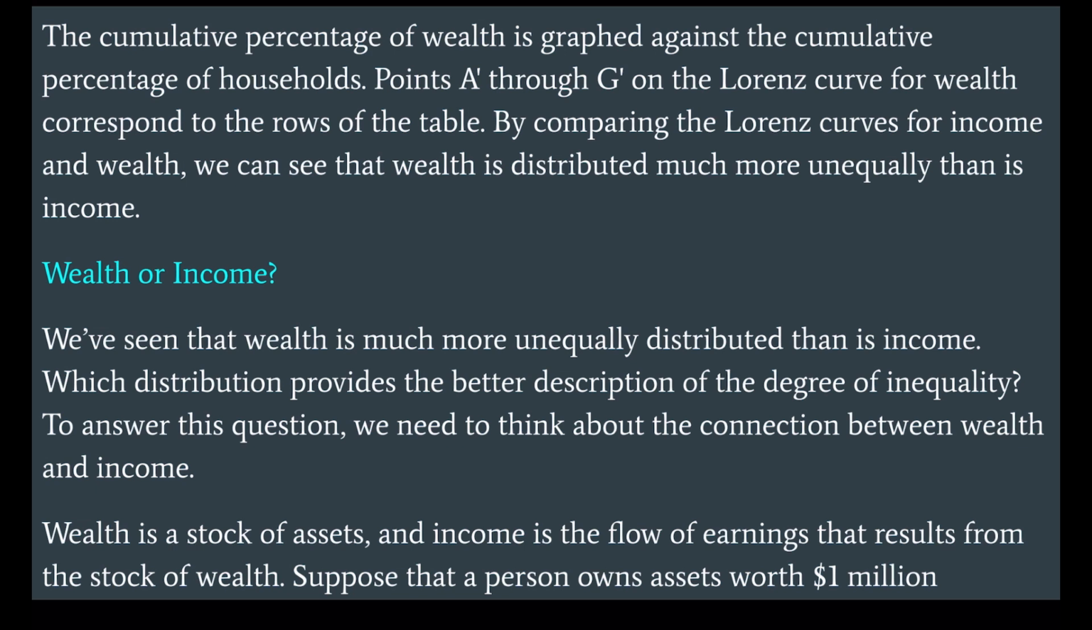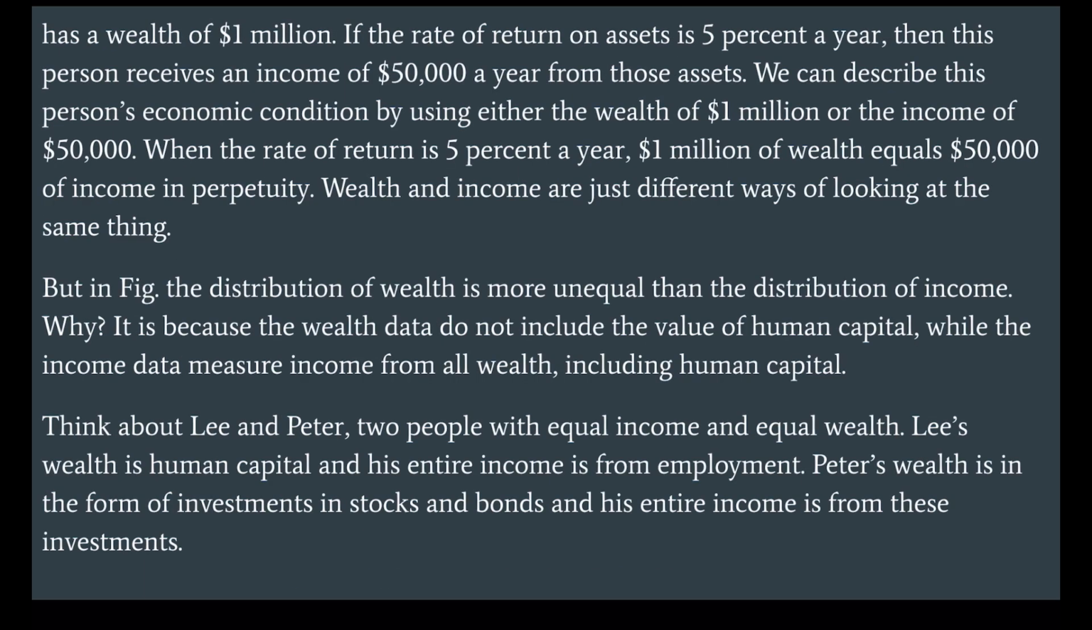Suppose that a person owns assets worth $1 million, then the person has a wealth of $1 million. If the rate of return on assets is 5% a year, then this person receives an income of $50,000 a year from those assets. We can describe this person's economic condition by using either the wealth of $1 million or the income of $50,000. When the rate of return is 5% a year, $1 million of wealth equals $50,000 of income in perpetuity. Wealth and income are just different ways of looking at the same thing.